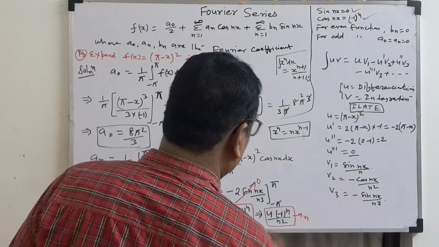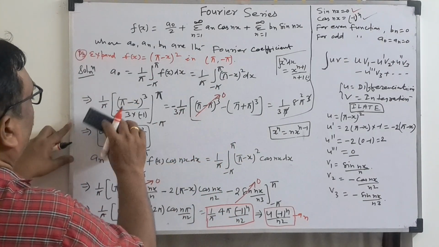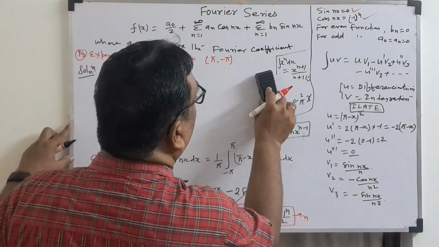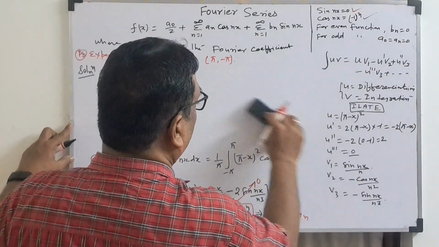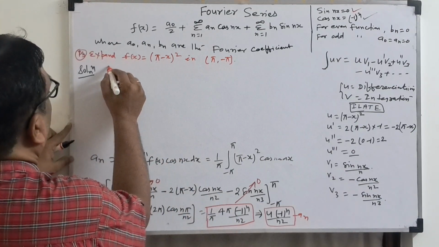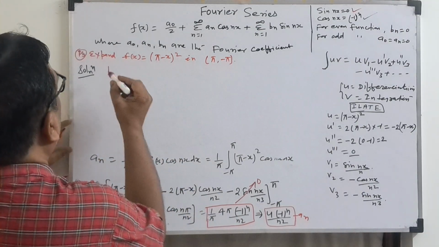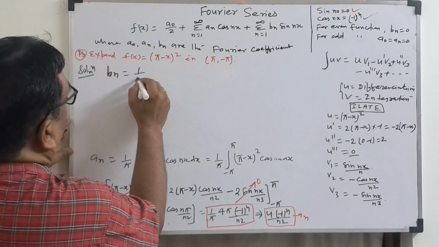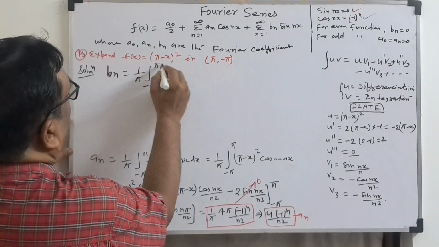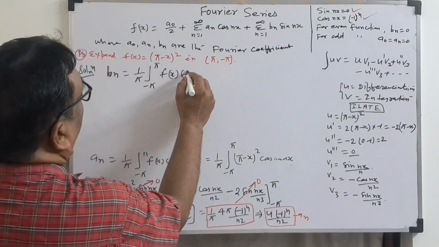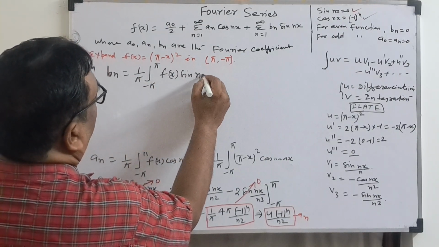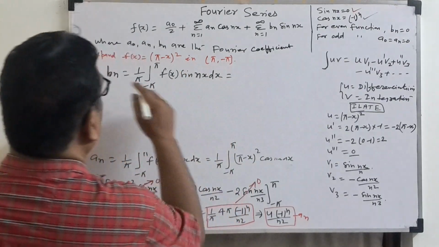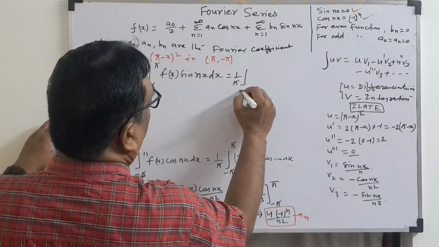So an is equal to this. Now I'll rub it from here. First a0; the differentiation and integration formula you already know. Then bn is equal to, what is the formula again? bn is equal to the same, 1 by pi, minus pi to pi, f(x) sine nx dx.